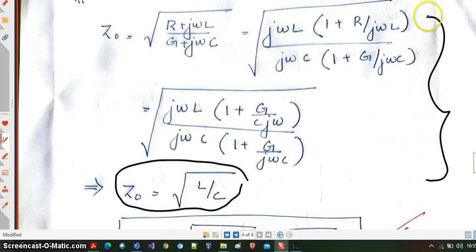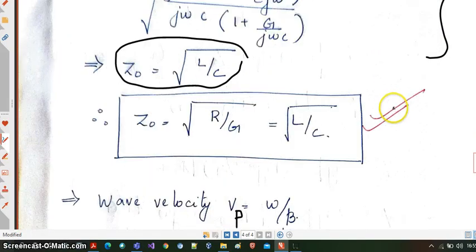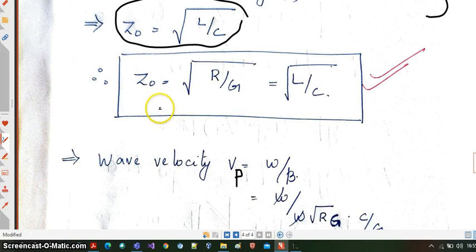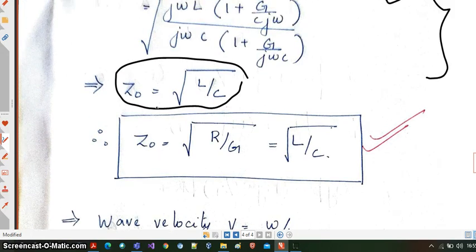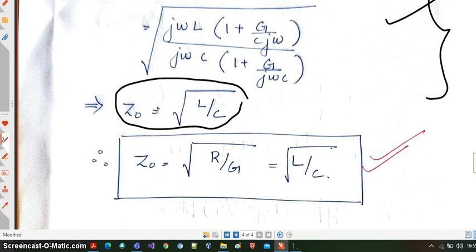The derivation is given here, you can go through. So finally, I can conclude that Z0 is equal to square root of R by G, which is equal to square root of L by C.